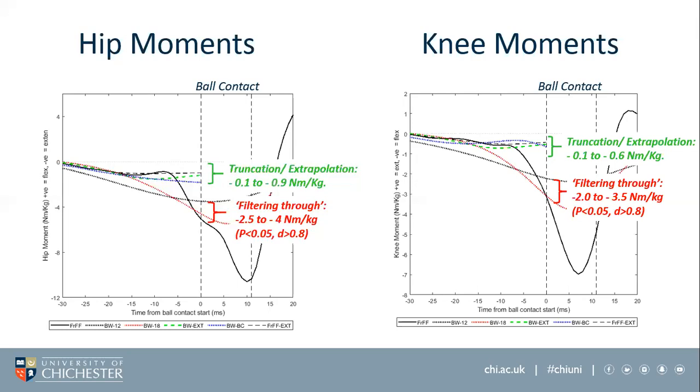We therefore contend that truncation or extrapolation methods should currently be used to determine pre-impact hip and knee joint kinetics during ball kicking. These are important findings as it influences how the movement pattern is practically interpreted and trained.